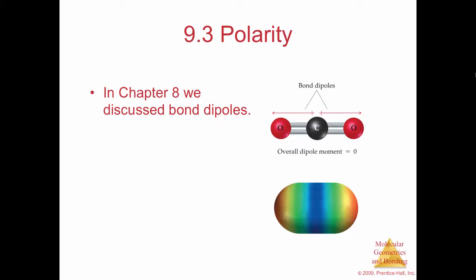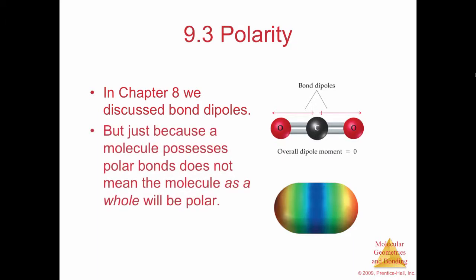9.3 Polarity. In Chapter 8, we discussed bond dipoles. But just because a molecule possesses polar bonds does not mean that the molecule as a whole will be polar. As in the case of carbon dioxide, we can see that there are two bond dipoles, but because they're equal in opposite direction, we do not have a polar molecule. They cancel each other out.